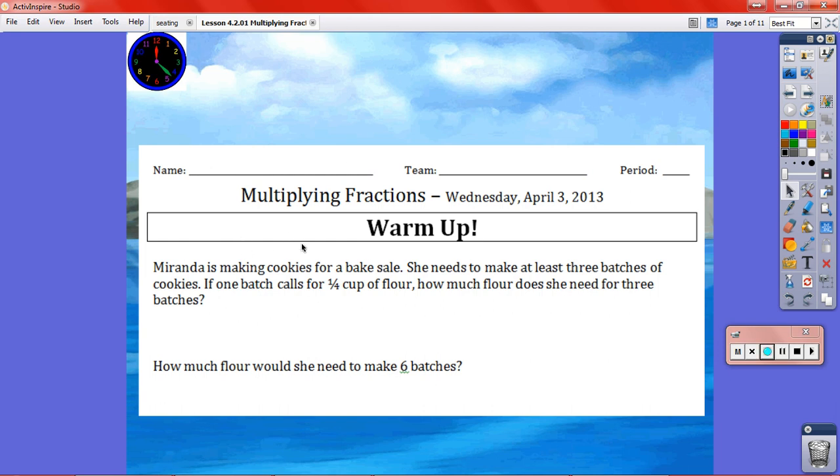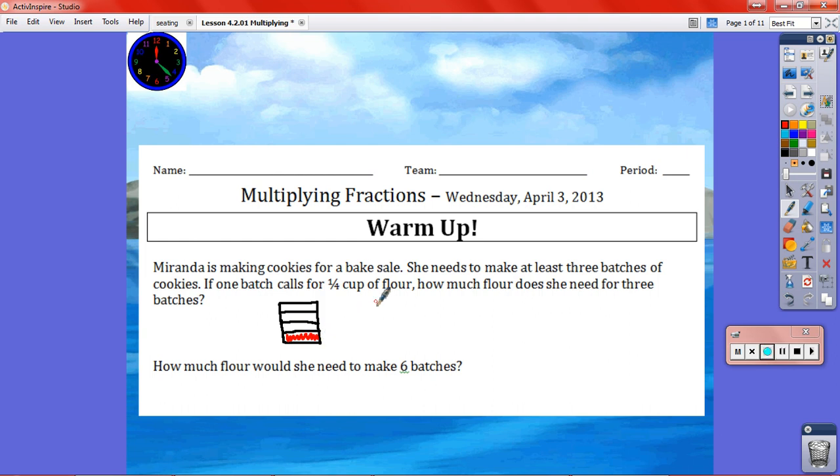Miranda is making cookies for our bake sale. She needs to make at least 3 batches of cookies. If one batch calls for a 1/4 cup of flour, how much flour does she need for 3 batches? So, the way I'm going to do this is I'm going to draw a cup, I guess, that's split into quarters. So pretend this is my measuring cup. And I have 1/4 cup for one batch.